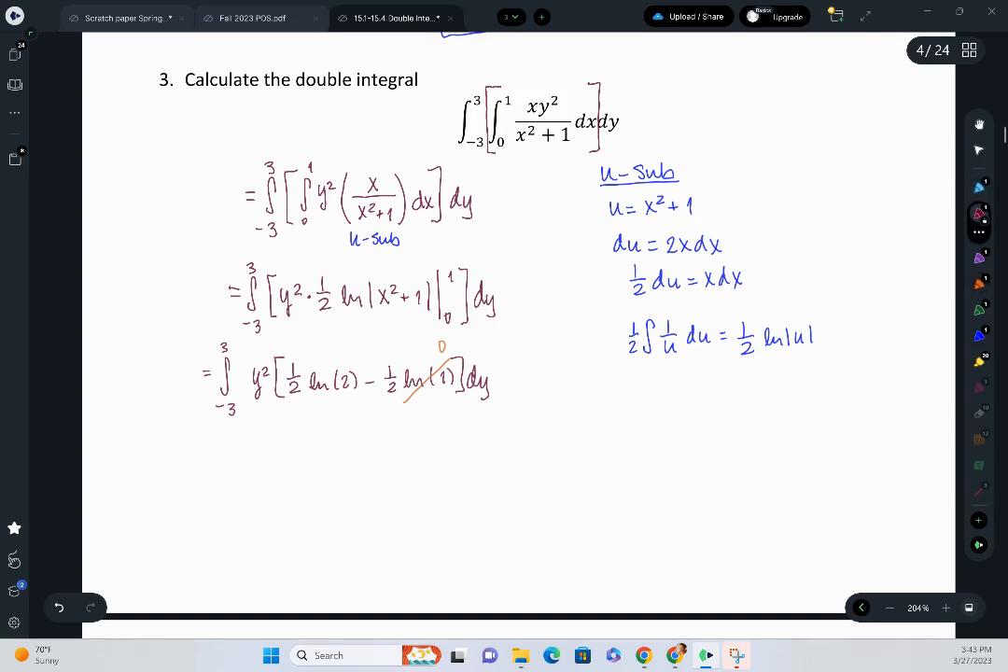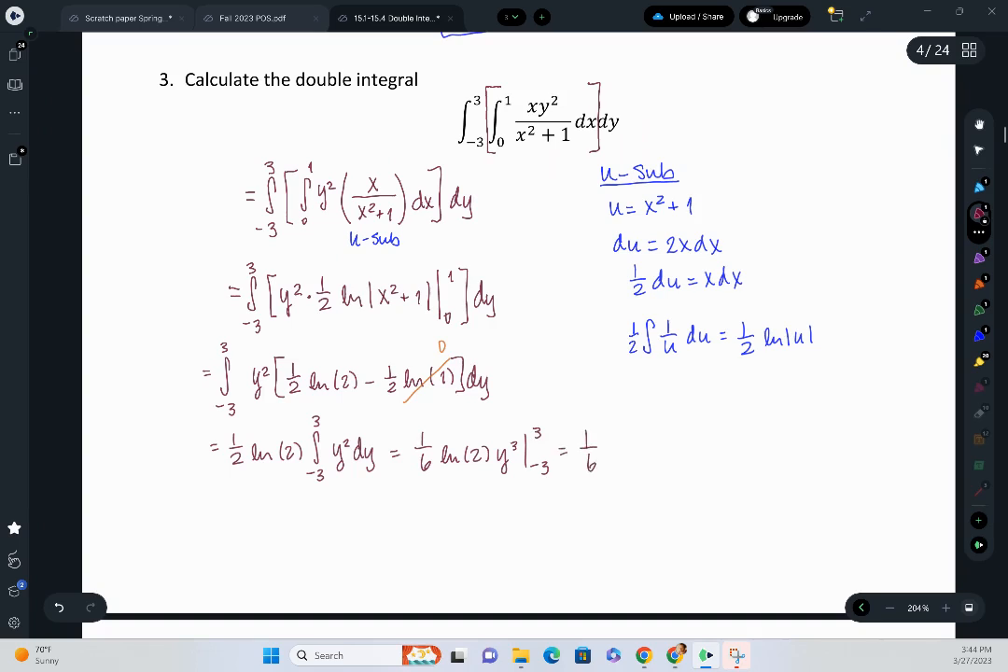Okay, so then we can focus on just, well, it looks like the 1/2 ln of 2 is just a constant. So I have 1/2 ln of 2 times the integral from -3 to 3 of y squared dy. So just kind of getting rid of anything that's extra, evaluating anything that's easily evaluated. And then I factored my constant out so I could focus on that y squared. The antiderivative of y squared is 1/3 y cubed. And so that 1/3 can come out and join the 1/2. I get a 1/6 ln of 2 y cubed from -3 to 3.